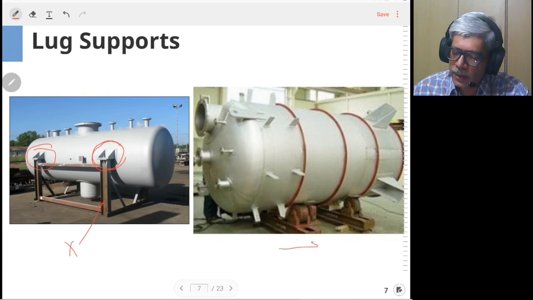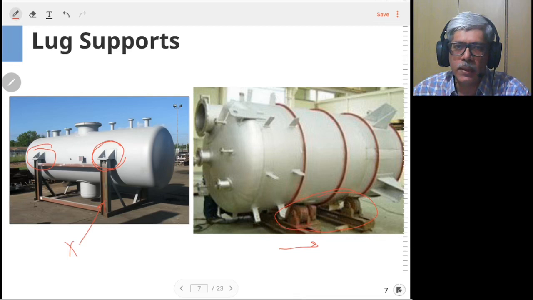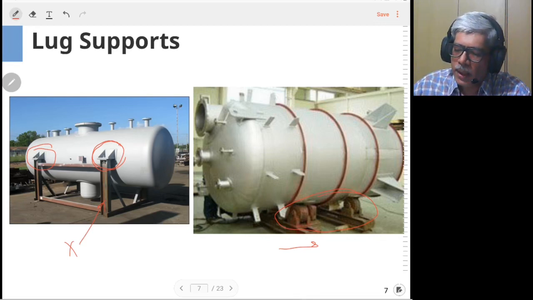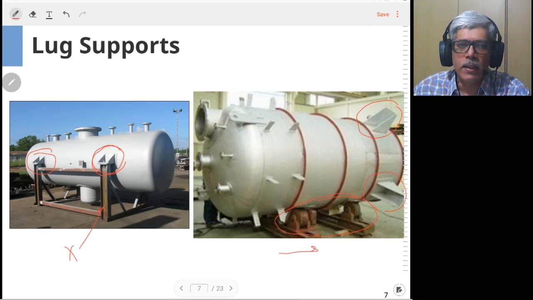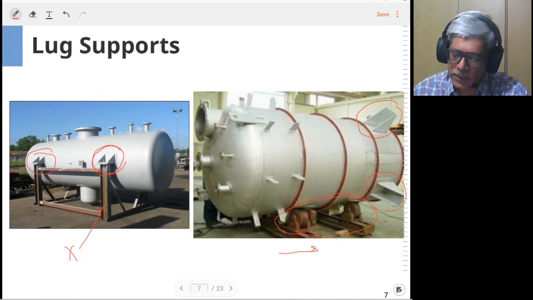On the left hand side, again, you will see a vessel which is under fabrication, as you can see here, but it is a vertical vessel. It is shown under fabrication, hence with its axis horizontal, and the lugs are seen towards the bottom of this particular vessel. So lug supports can be used both for horizontal as well as for vertical vessels. A similar situation is there for leg supports as well. They can be used both for horizontal and vertical vessels.